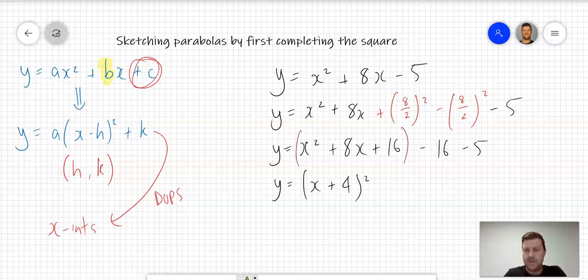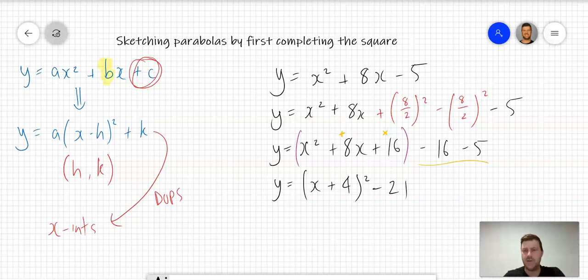And if you think of it in terms of sum and product, two numbers that add to give you positive 8 and multiply to give you positive 16, and at this point your number is going to be the same number. What I mean by that is it's going to be 4 and 4, or if it was plus 6 and plus 9, it would be 3 and 3. So you ended up with a perfect square there. Alright, now I'm just going to do minus 16 take 5, which gives me minus 21. And now we're at turning point form.